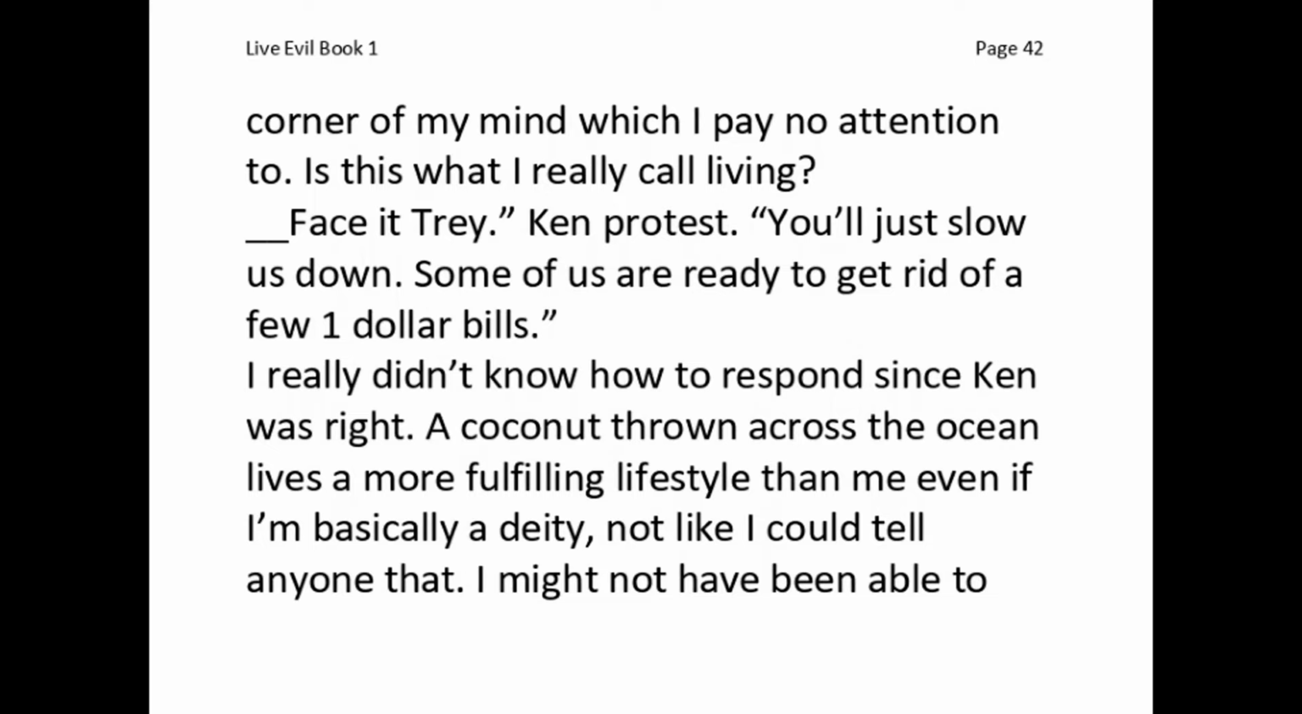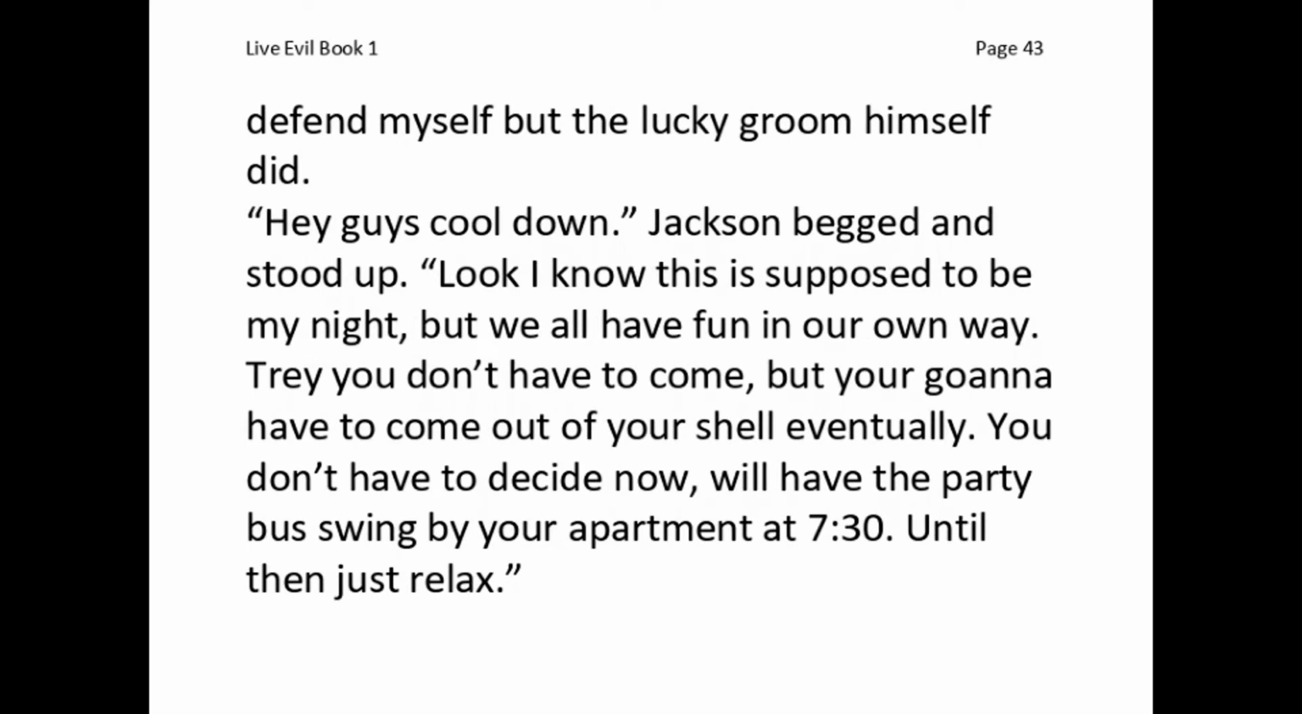Face it, Trey, Ken protested. You'll just slow us down. Some of us are ready to get rid of a few $1 bills. I really didn't know how to respond since Ken was right. A coconut thrown across the ocean lives a more fulfilling lifestyle than me, even if I'm basically a deity. Not like I could tell anyone that. I might not have been able to defend myself, but the lucky groom himself did. Hey guys, cool down, Jackson begged and stood up.